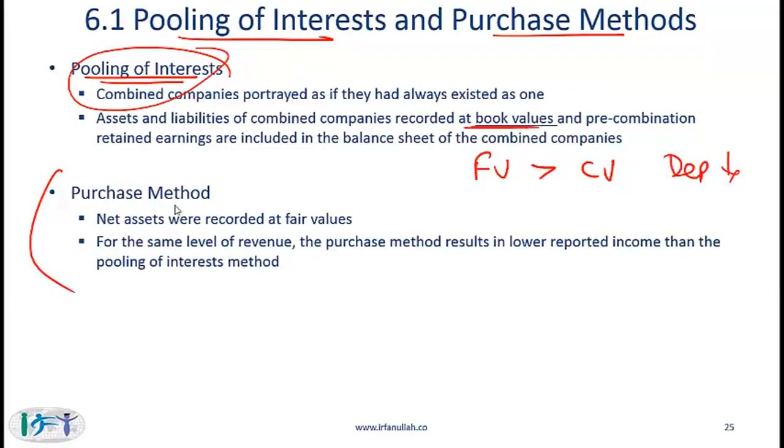In the purchase method, however, net assets were recorded at fair value, which is the better thing to do. And as I alluded to, for the same level of revenue, the purchase method would result in lower reported net income because the depreciation expense would be higher. So the profitability ratios would look worse with the purchase method.